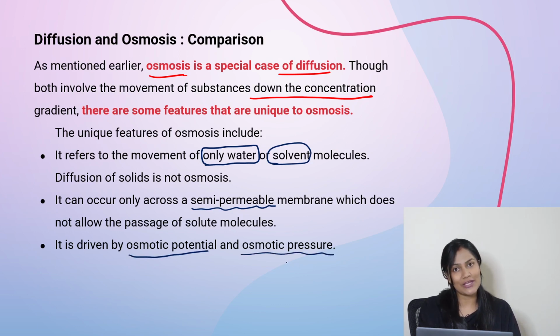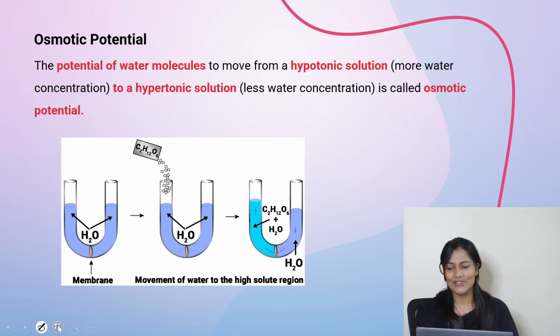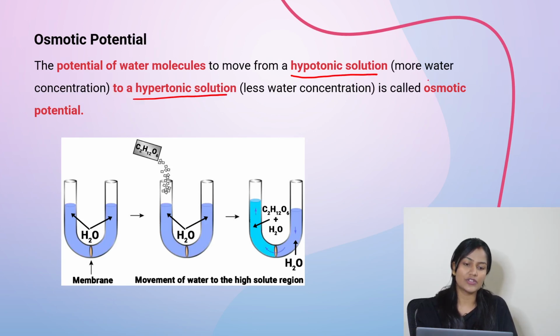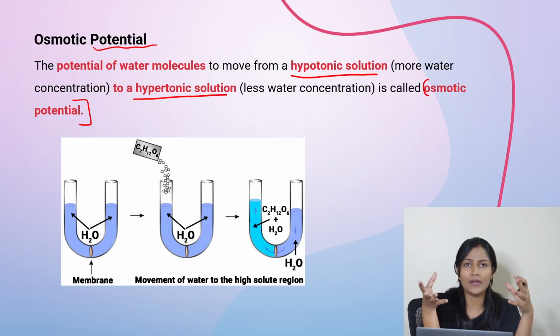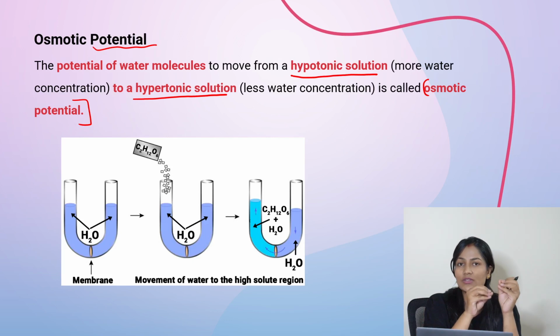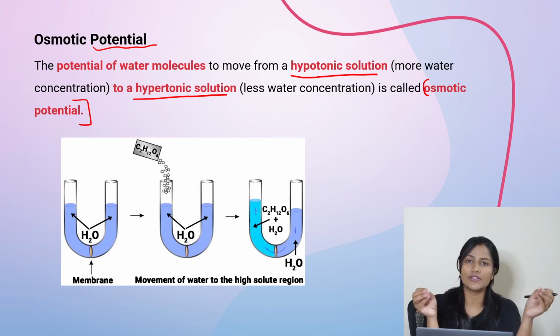So osmotic potential or osmotic pressure क्या होता है? Let's talk about them. So osmotic potential, first thing is osmotic potential. So potential of the water molecule to move from hypotonic solution to a hypertonic solution is called osmotic potential. Now, potential means power और ability, है ना? Potential का मतलब क्या होगा कि इसकी कितनी potential है ये काम करने की. And this is going to happen because of the kinetic energy of molecule.